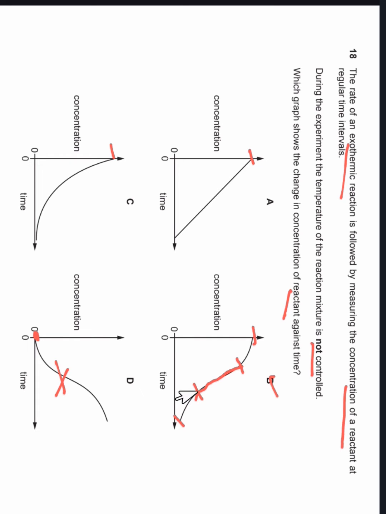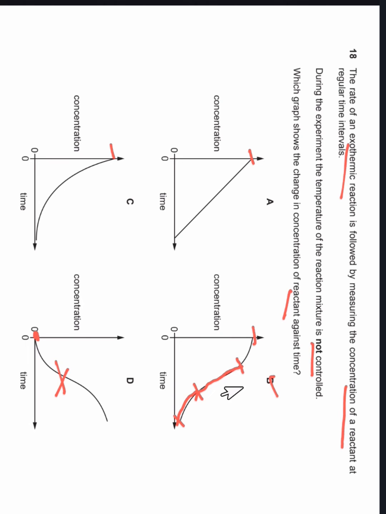Then again, at the end of the reaction, as most of the reactant has been used up, the rate of the reaction starts to decrease. Again, at the start of the reaction, reactants are at a higher concentration, and as the reaction occurs, the concentration starts to decrease.